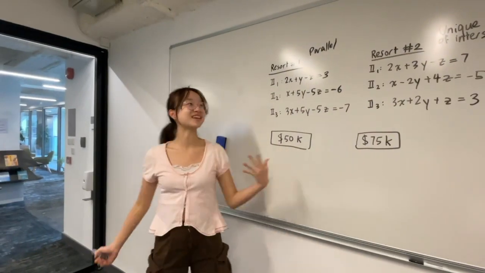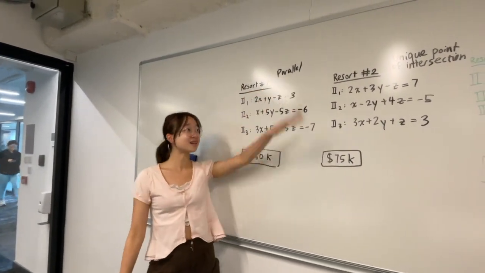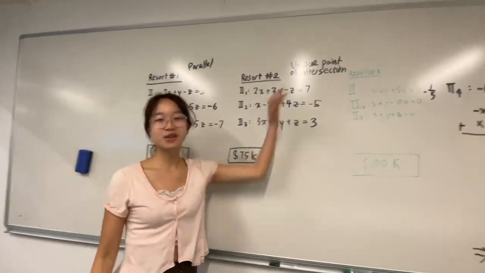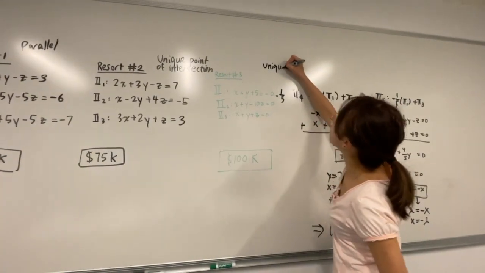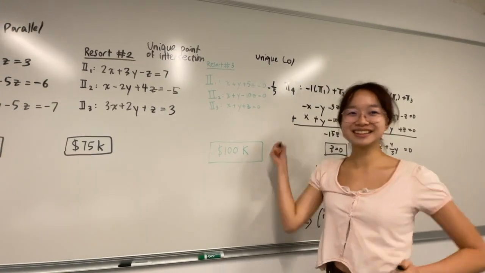Oh, I get it. Okay, so even though you did scam me with the first two resorts, because the first one was parallel and the second had a unique point of intersection, both of which don't really work as ski resorts, you have proved to me that the third resort has a unique line of intersection. Okay, fine. I guess I will buy this then. Hey!